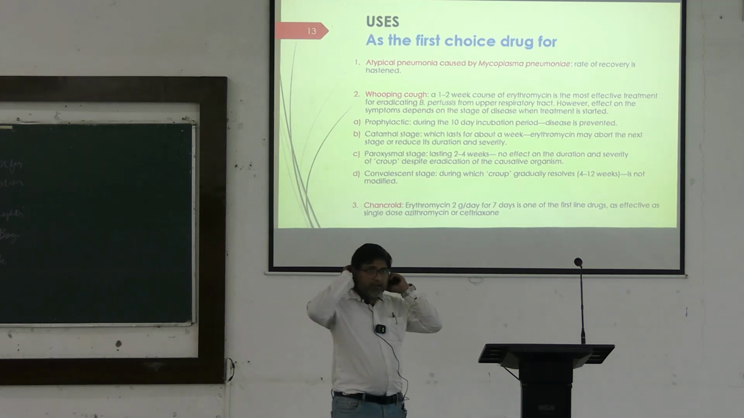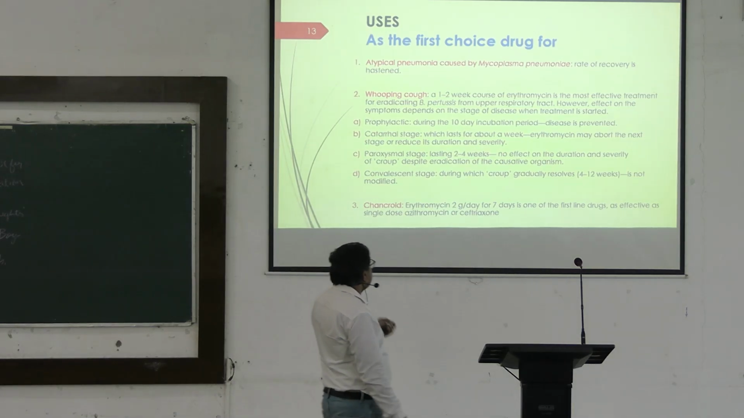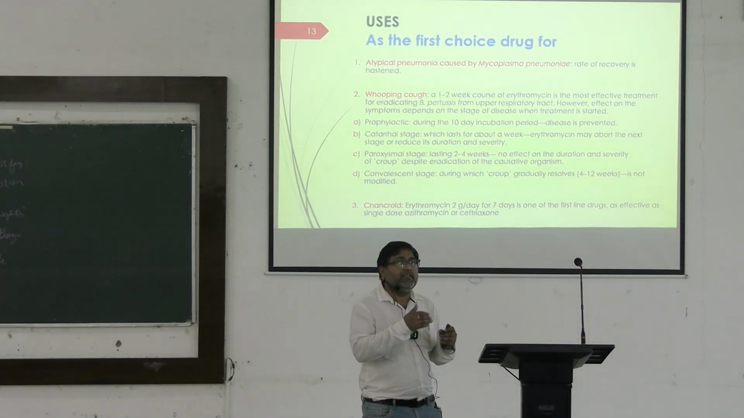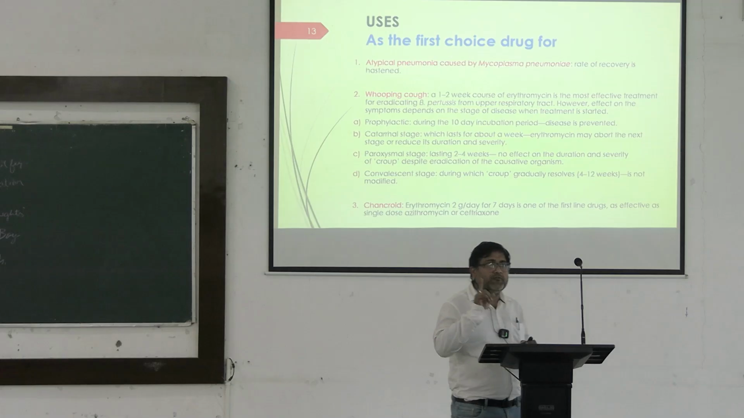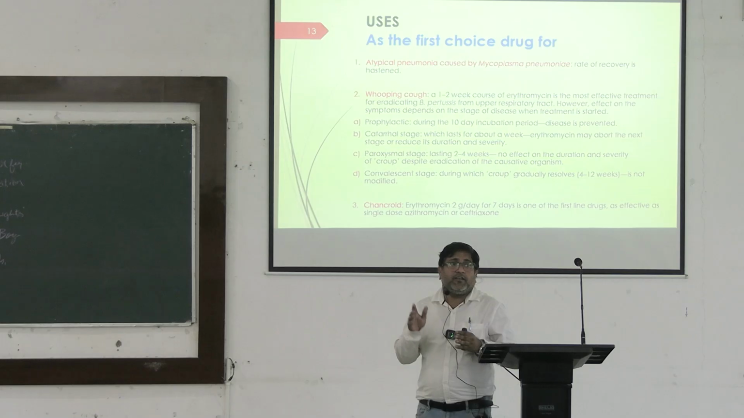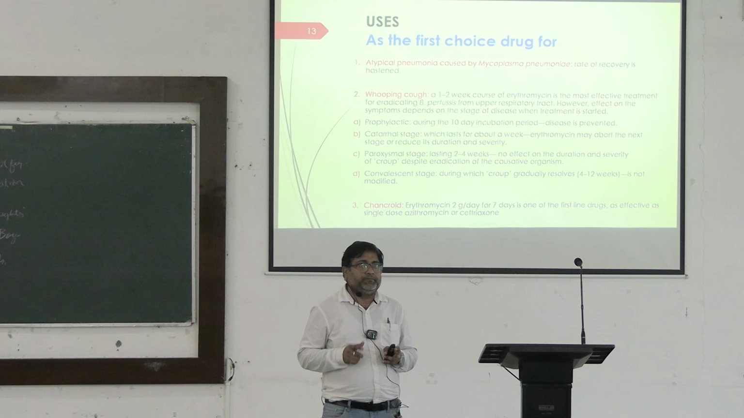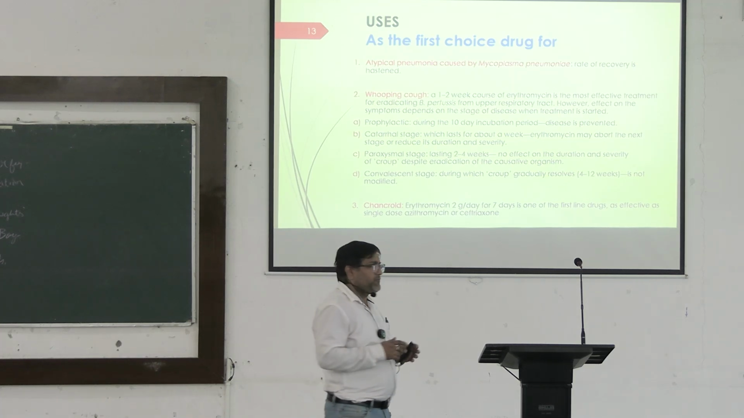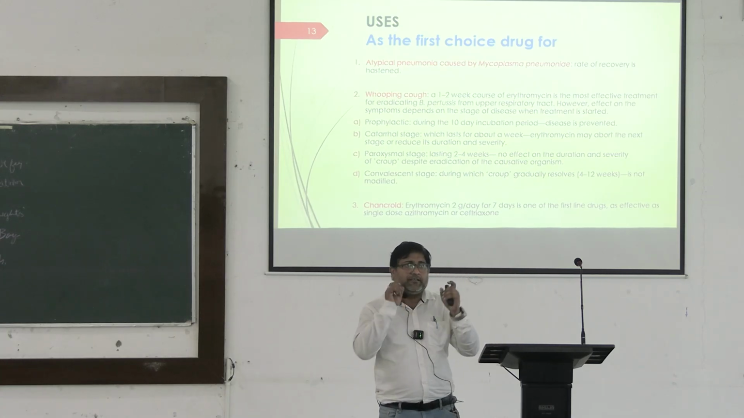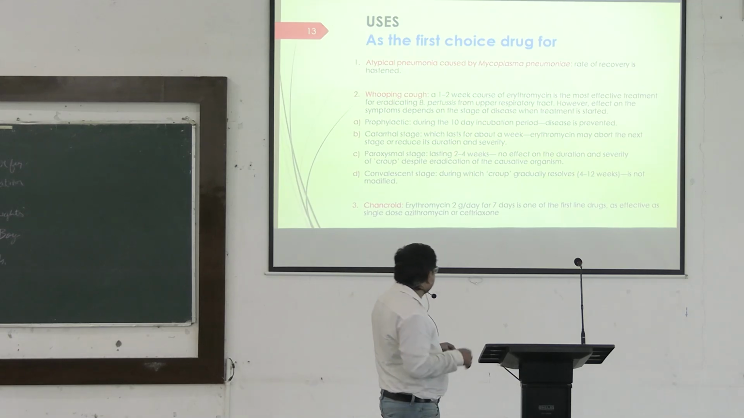Whooping cough. In whooping cough, erythromycin is a drug of choice, as 1 to 2 week therapy, but the effect on the symptoms depends on when the treatment is started. If we start the therapy in the incubation period, the next stage can be aborted or its severity decreased. If the drug is started in the catarrhal period, that means within 1 to 2 weeks, the patient will develop the classical whooping cough, but the severity and duration can be decreased.